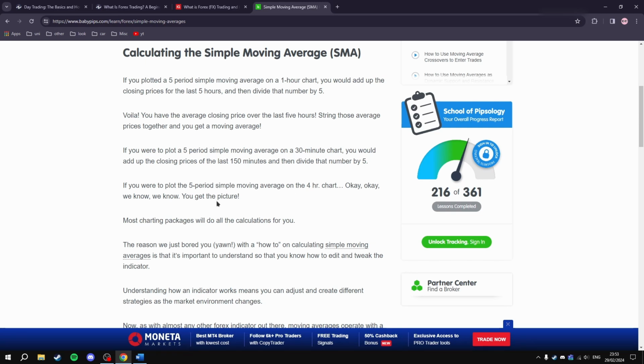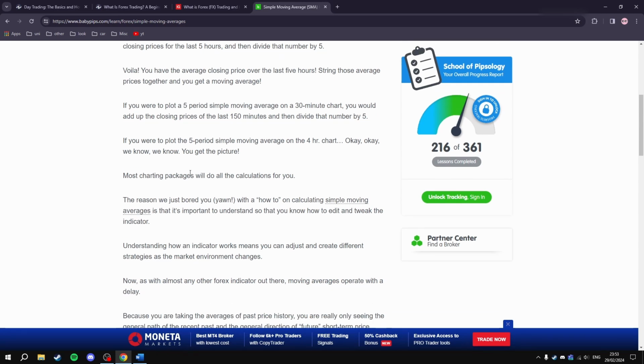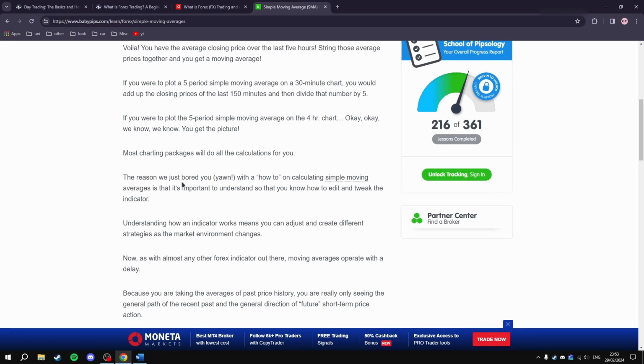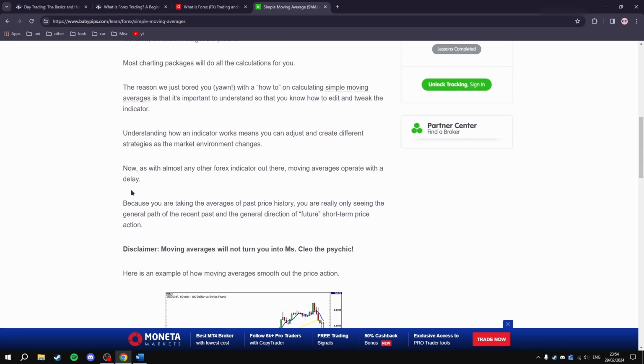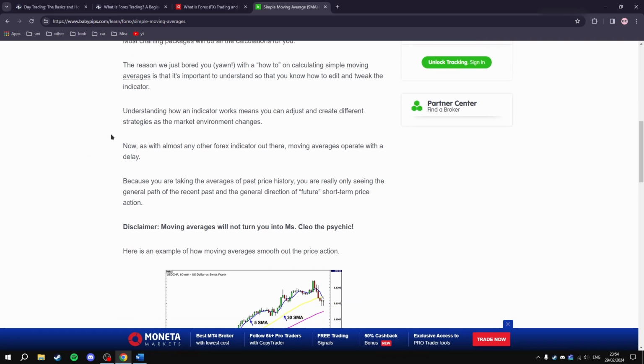Okay, we know, you get the picture. So it's that number times that number to get that number, and then divided by that number. Most charting packages will do all the calculations for you. The reason we just bored you with a how-to on calculating simple moving average is that it's important to understand so that you know how to edit and tweak the indicator. Understanding how an indicator works means you can adjust and create different strategies as the market environment changes.